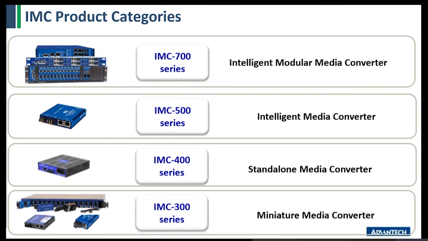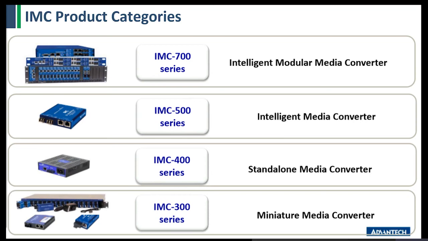Now, let's have a brief look at the categories of IMC media converters. They are based on two features: basically the manageability and their form factors. IMC 700 and 500 series are managed media converters, which means they not only perform signal conversion, but also allow us to manage the devices. IMC 400 and 300 series are unmanaged media converters. From a form factor point of view, we have the chassis-based modular type, that is the IMC 700 series. Standalone types are the IMC 500 and 400 series, as well as miniature, as we see at the bottom, which is the IMC 3000 series.